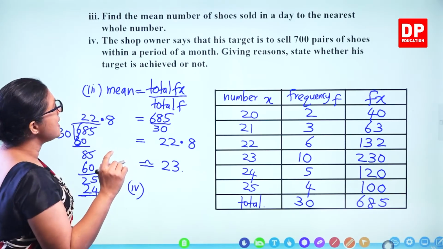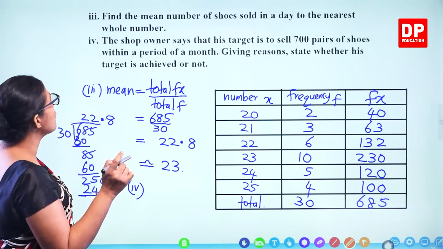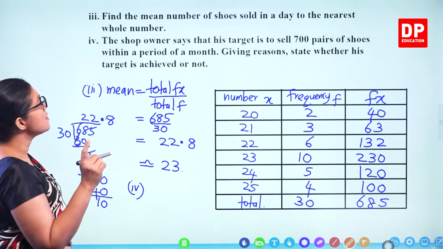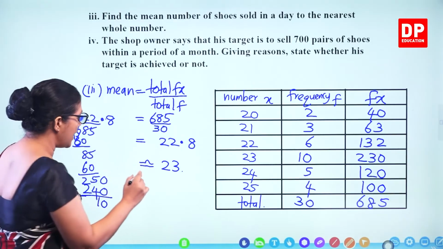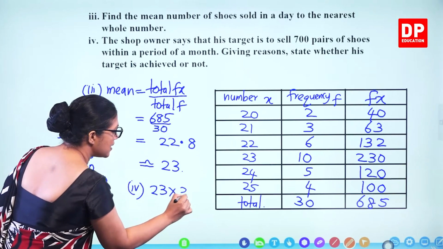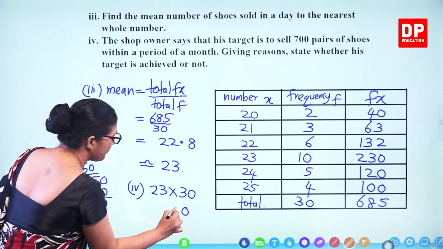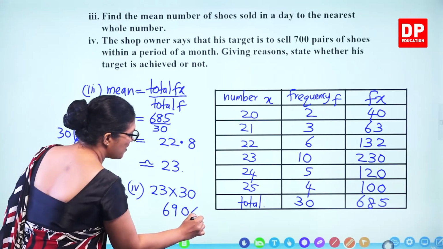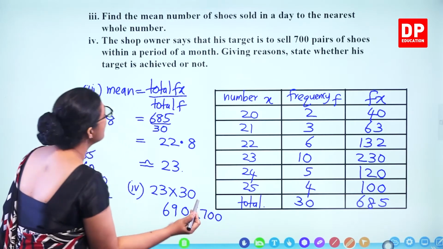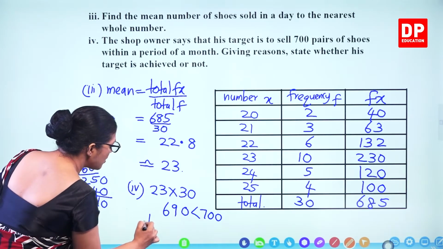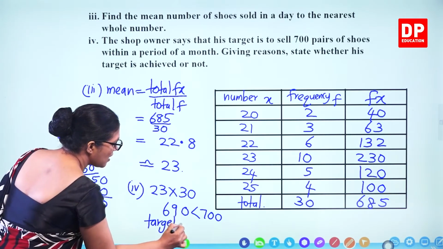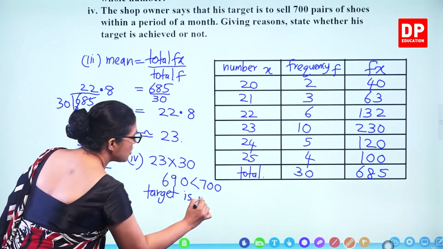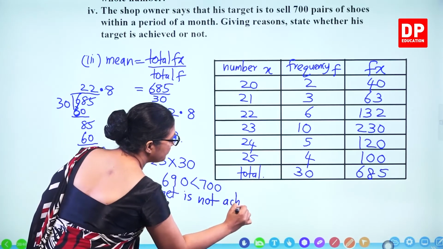Then part 4. The shop owner says that his target is to sell 700 pairs of shoes within a period of a month. Giving reasons, state whether his target is achieved or not. So this is for 1 day. For 30 days, we take for a month 690. But the target is 700. So this is less than 700. So that means target is not achieved.